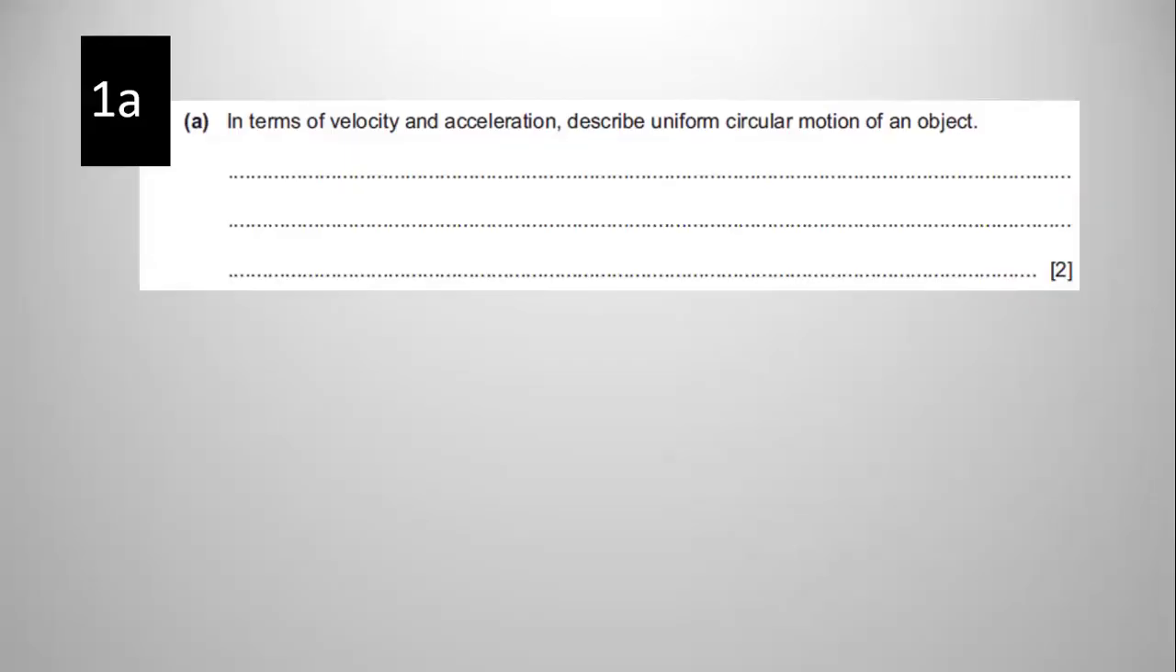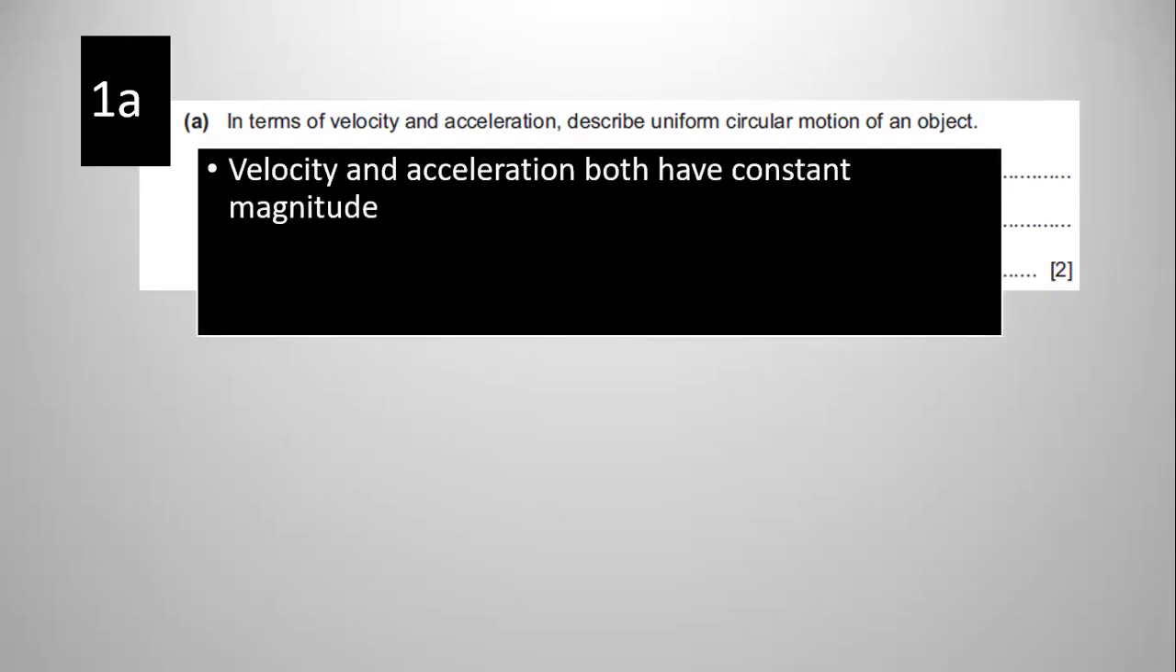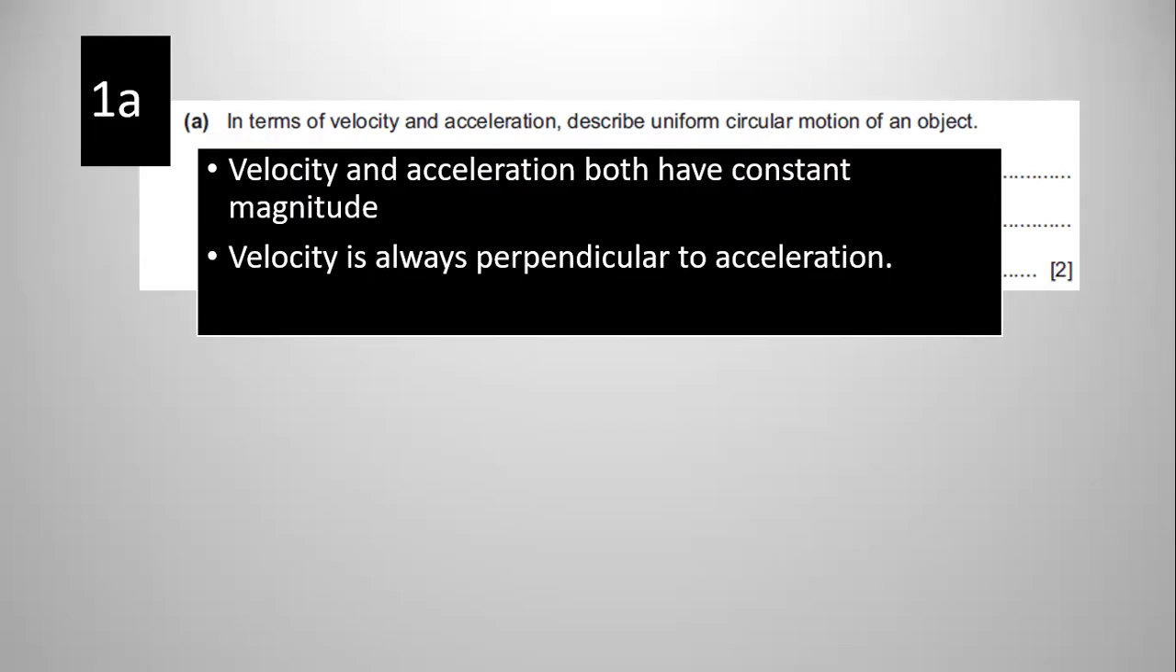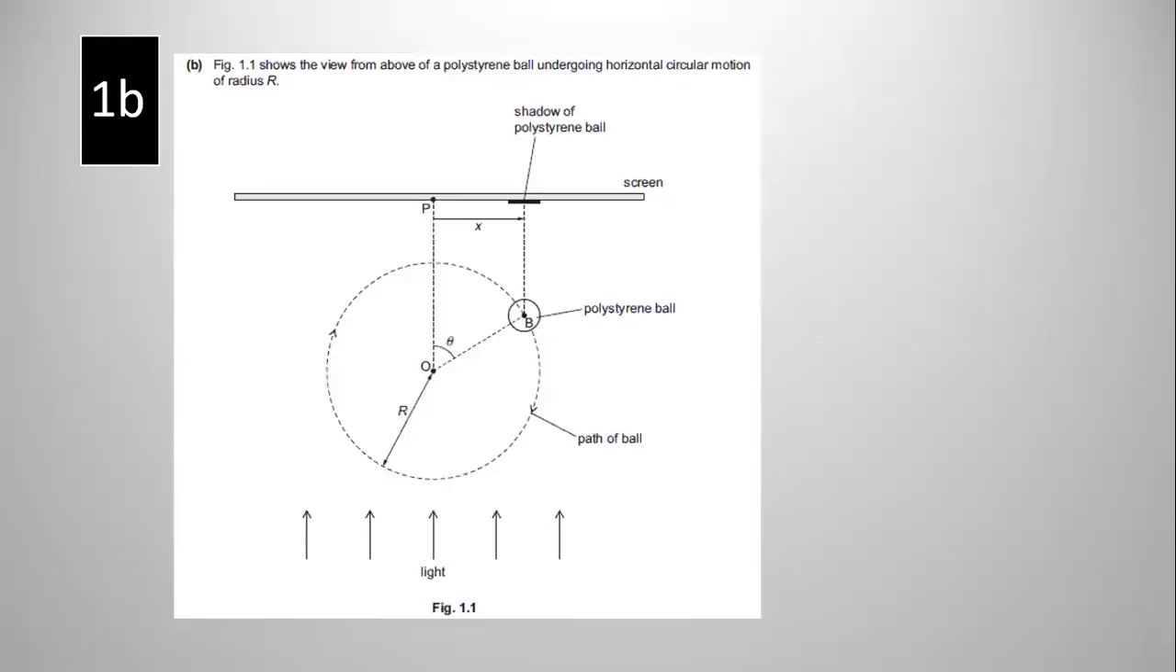In terms of velocity and acceleration, describe uniform circular motion of an object. Okay, see whether you can remember. Velocity and acceleration both have constant magnitude. Velocity is always perpendicular to acceleration. Remember that? Got 10 more minutes.